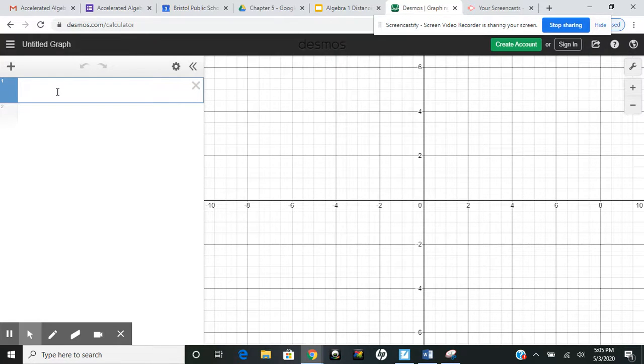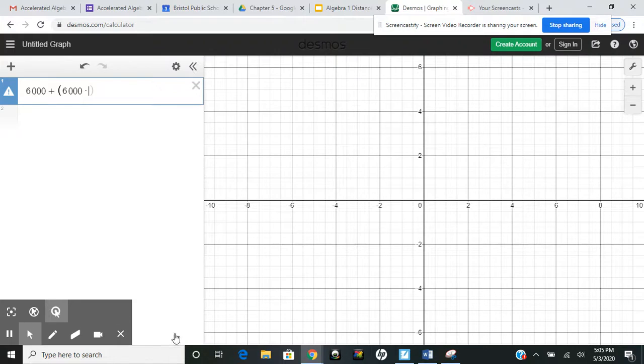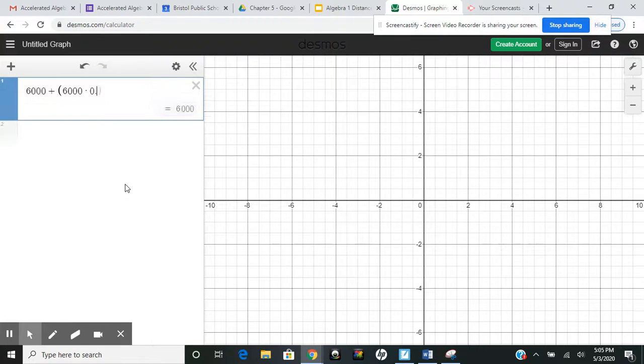So 6,000 plus parentheses 6,000 times, and I used the Shift 8 to use a little star to get that times, but you can also use a little button down here with some keyboard stuff, and you can click on that and it will allow you to choose times or whatever you want. 0.0325, close it, and we said we're looking for 13 years.